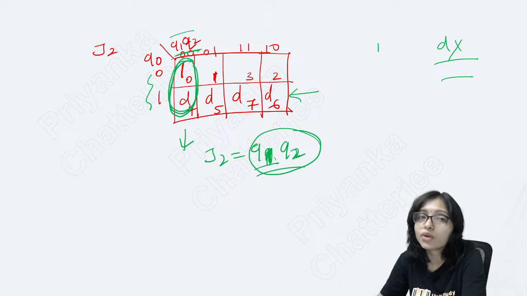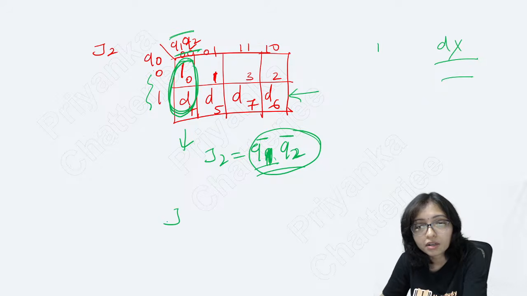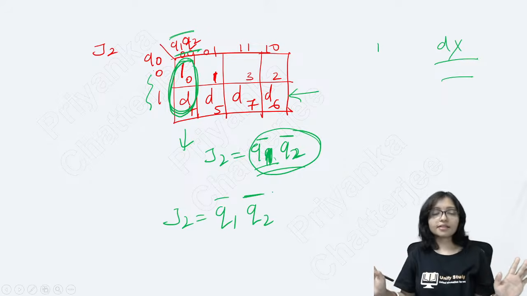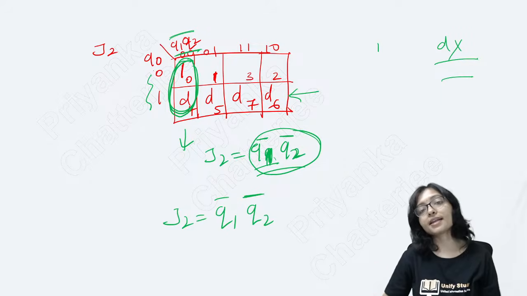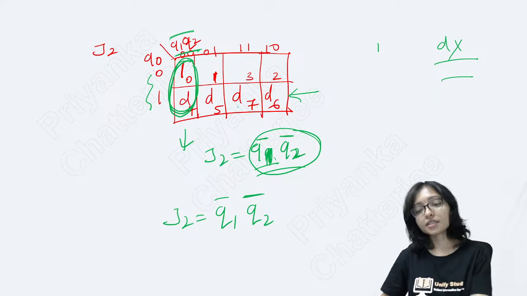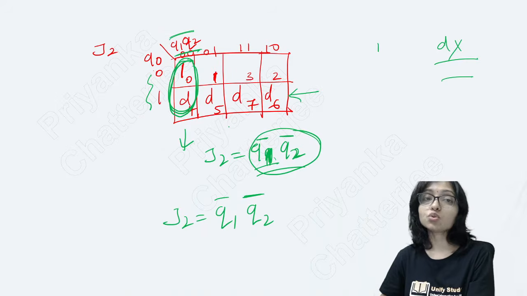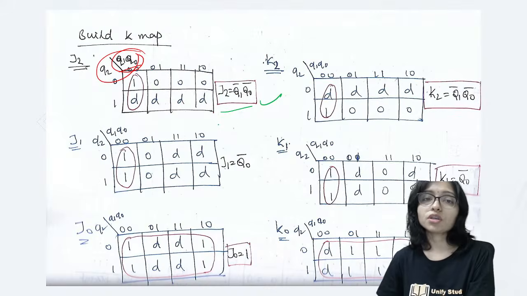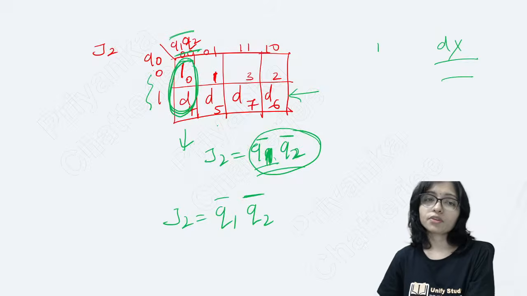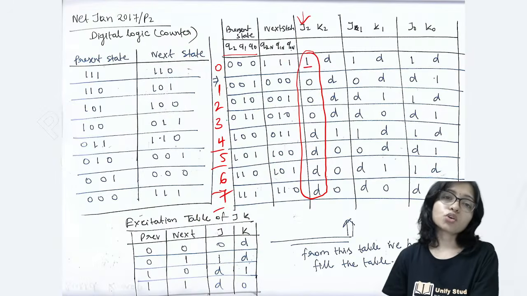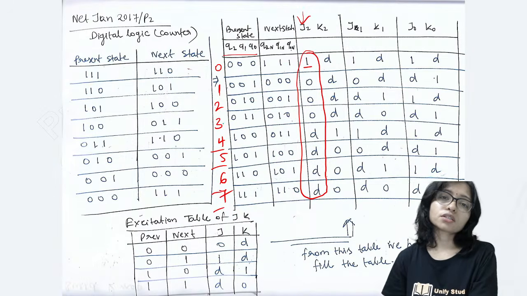Got it? How to get? Because Q1 bar, Q2 bar is here, my answer is coming Q1 bar, Q2 bar. Ultimately you will get it this way. That's why you are getting Q1 Q2 bar here. It will not be Q0. Q1 Q2 bar. This is the way you can solve it.